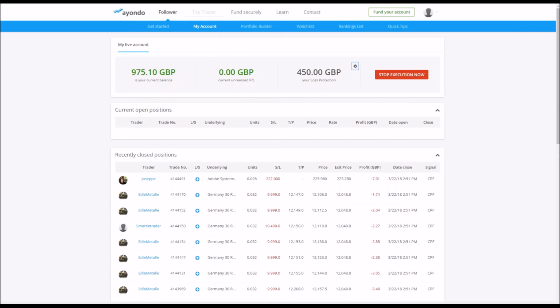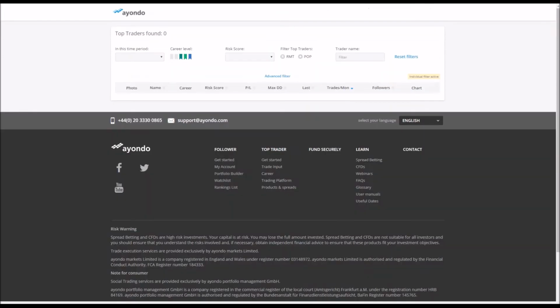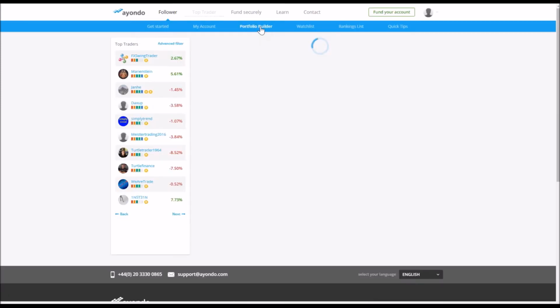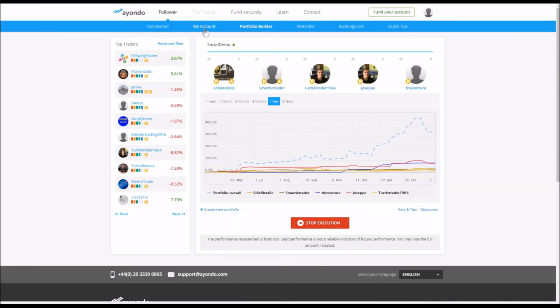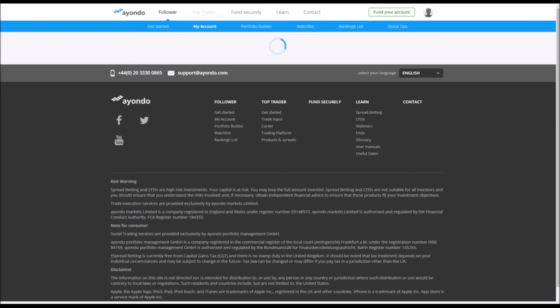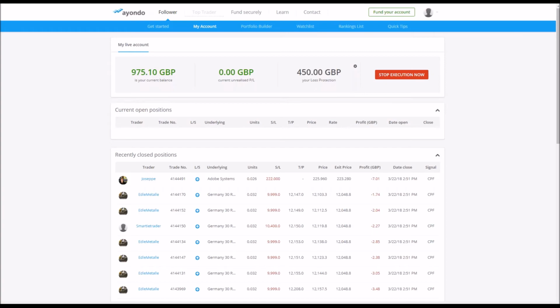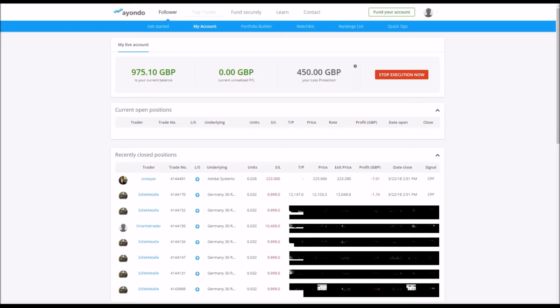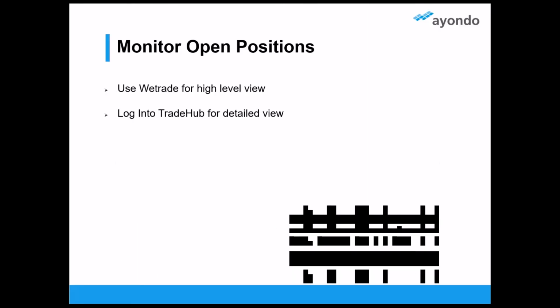And that's it. We really have gone through looking at building up a rankings list, looking at who's doing well, who's doing badly, picking some traders, managing the risk, and then just monitoring them through the portfolio builder, looking at how well they did, and then we can keep an eye on them through my account. There's also another way of looking at this information. Let's flip onto here. We can monitor our open positions through WeTrade, which is what I do on this browser-based platform, or we can log into TradeHub for a more detailed view.